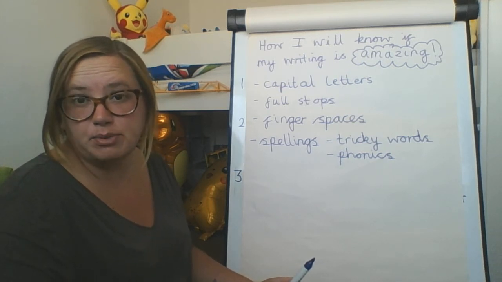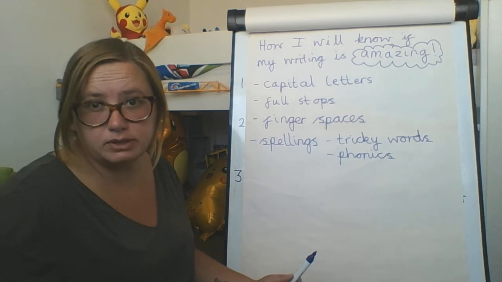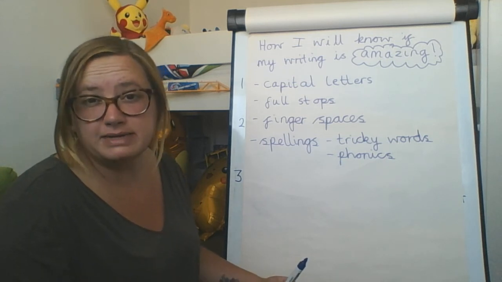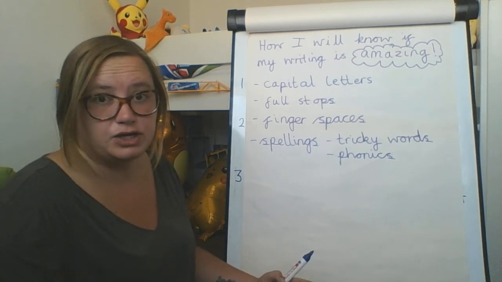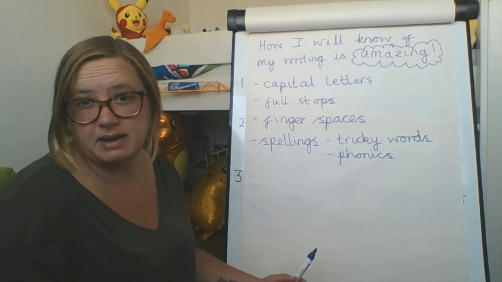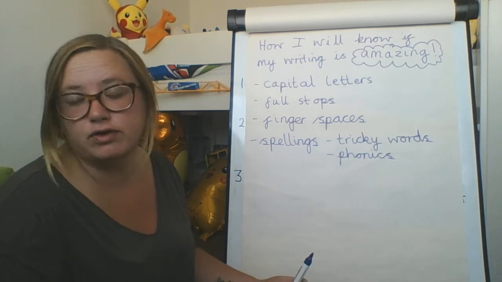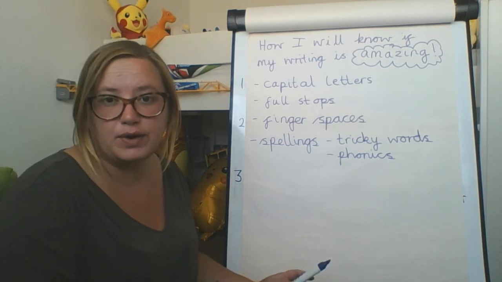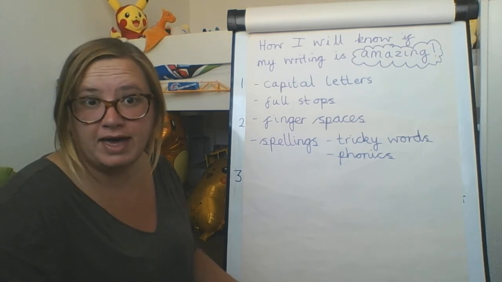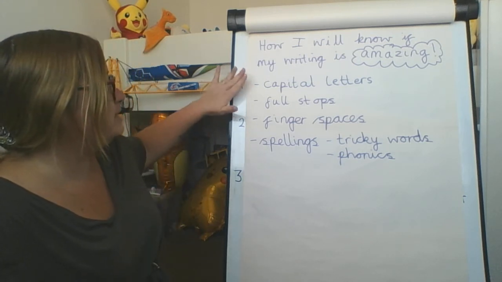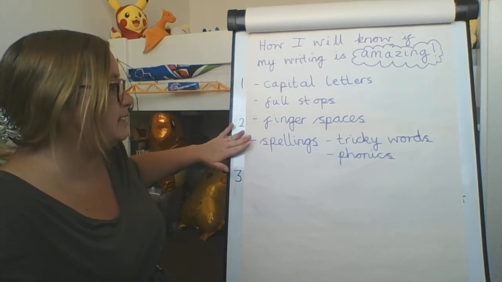Now, if you need help with different sounds, if you look at the bottom of the homework page, we have a spelling document attached. And you will be able to look at the different phases of spelling. So children should know which phase they're on, but if not, you can send me an email and I will let you know which phase they're on. So that will help with that. So capital letters, full stops, finger spaces, spellings.